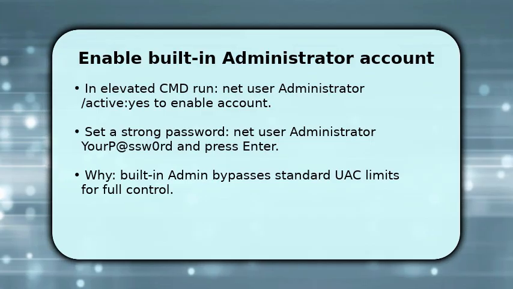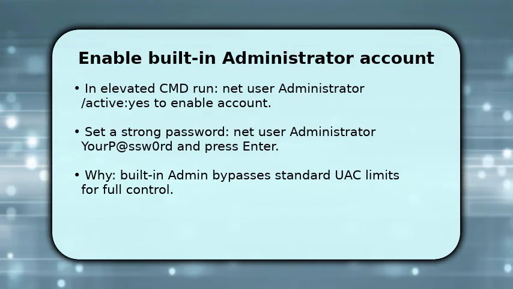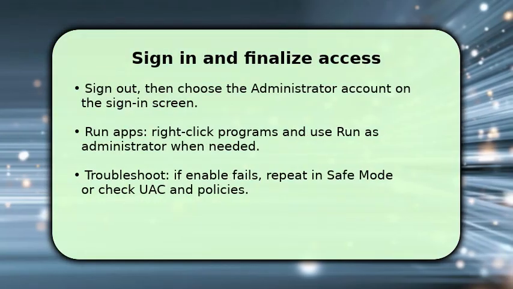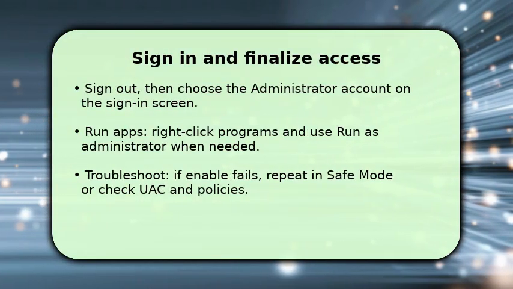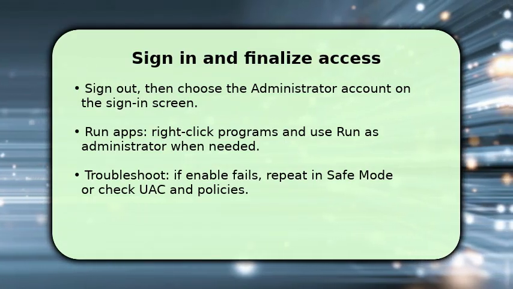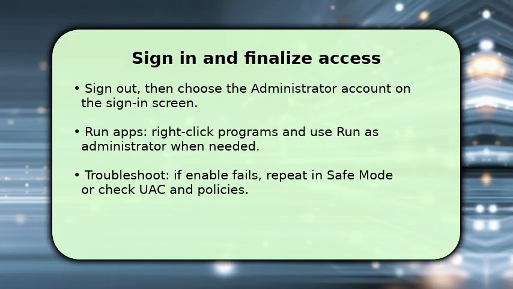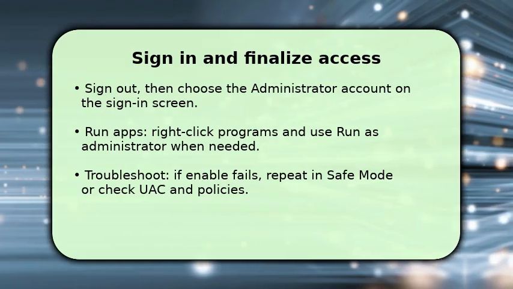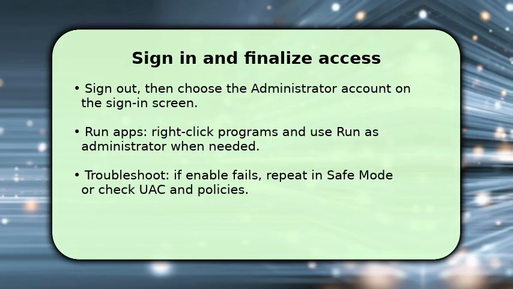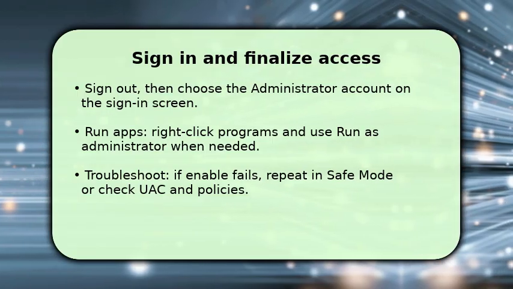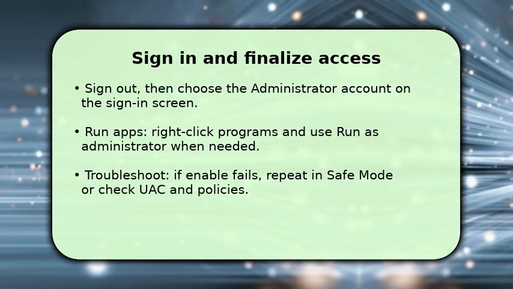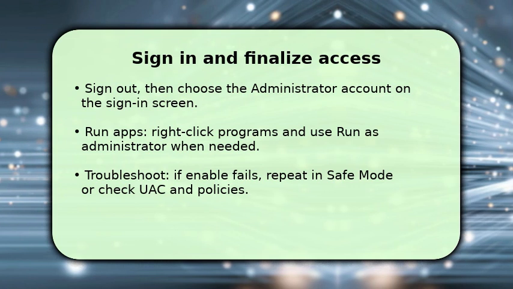You finish by signing out and selecting the administrator account at the Windows sign-in screen using the password you set. Once signed in, you have full administrative rights. To run specific apps with elevated context, right-click and choose Run as Administrator, or use the elevated shell you opened earlier. Make sure to disable the built-in administrator when finished with net user administrator /active:no to reduce risk. If enabling failed, restart into safe mode, or verify local group policy.